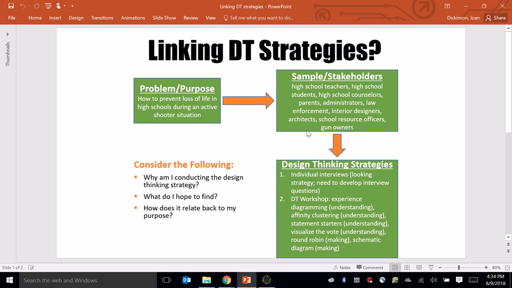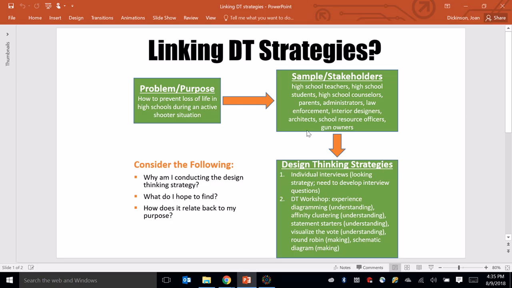In this first example, this is actually a student who is currently collecting data for his thesis. The problem he was examining was how to prevent loss of life in high schools during an active shooter situation. Based on that purpose statement, he included the following stakeholders: high school teachers, high school students, high school counselors, parents who had kids attending high schools, administrators such as principals and assistant principals, law enforcement.